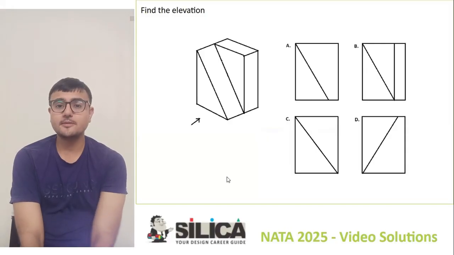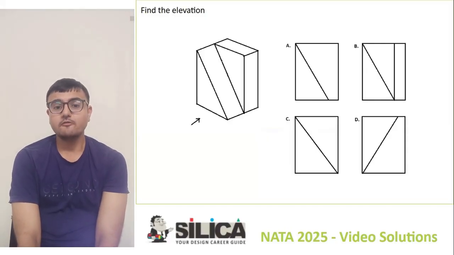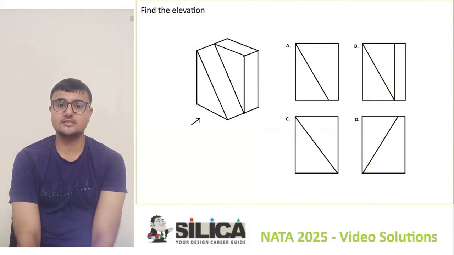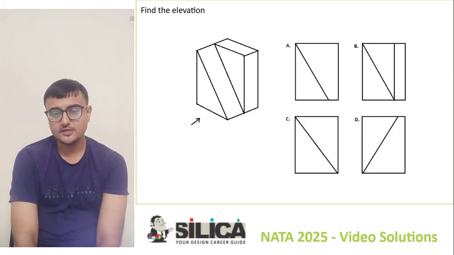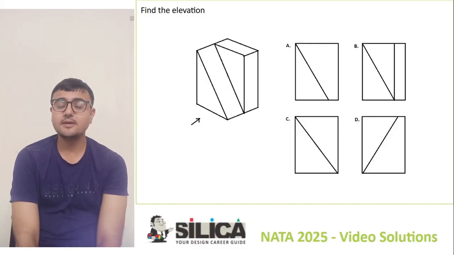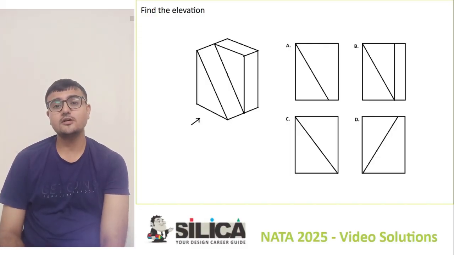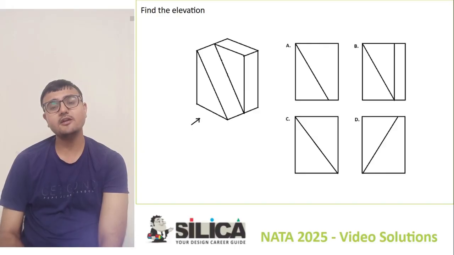So here the question which is about MCQ question, find the elevation. 3D visualization question, find the elevation. So here you have a 3D object and they are giving to you an arrow. From that arrow, how it looks, that is about the find the elevation type of question, right? So here you can see this 3D object, right? So yes, for this the basic method which is about the surface, you have to identify the surface and then you have to choose the correct answer.